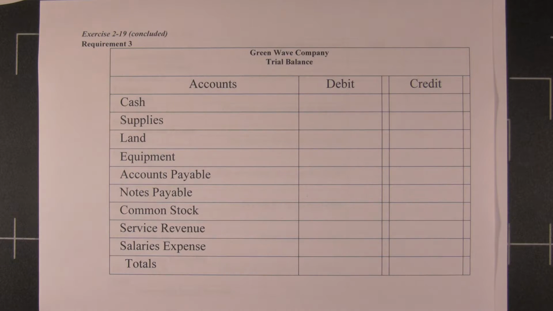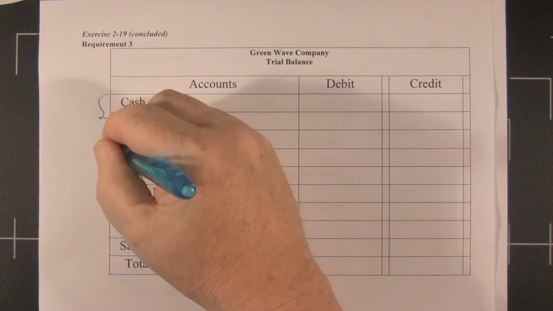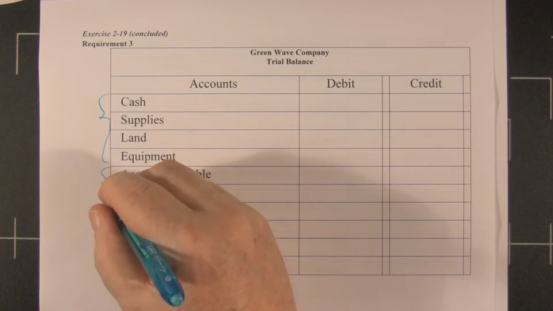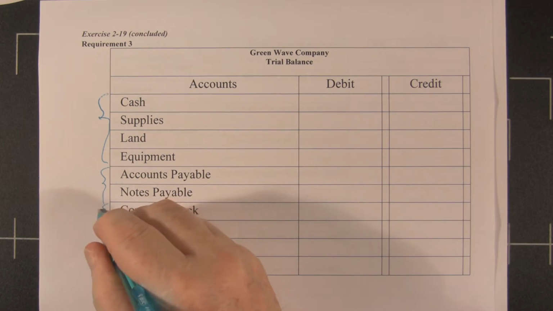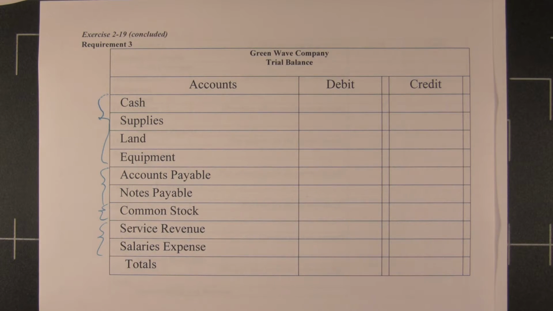Exercise 219, Part 3, asks us to prepare a trial balance. Just a few things I want to point out to you first before we begin: notice the trial balance starts with assets, then goes to liabilities, then goes to equity, and then goes to revenue and expense. That's the way they're always done. Assets, liabilities, then equities, then the income statement accounts of revenue and expense.